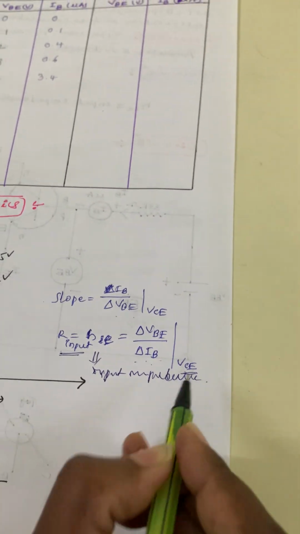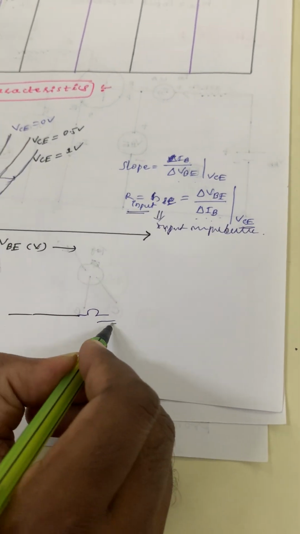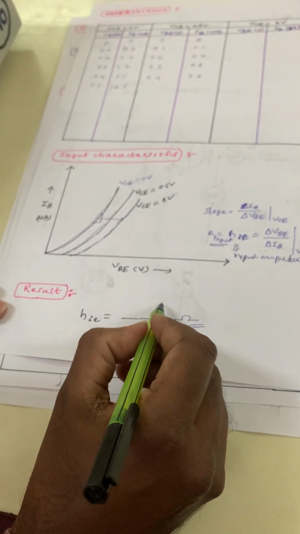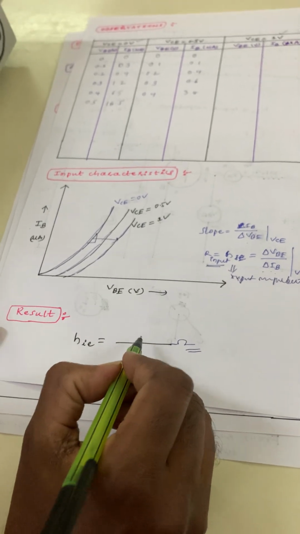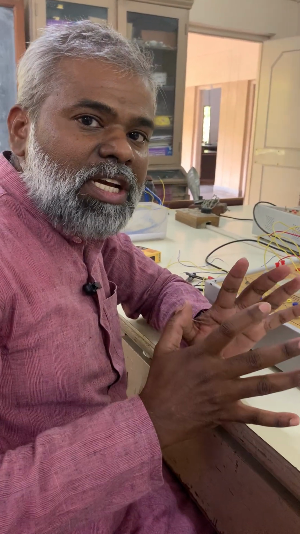Clear? So what is the unit of the input impedance? Ohms. How much is it coming? That input impedance you have to write here. This is the result of the input impedance. Clear? So this is the input characteristics of a BJT.